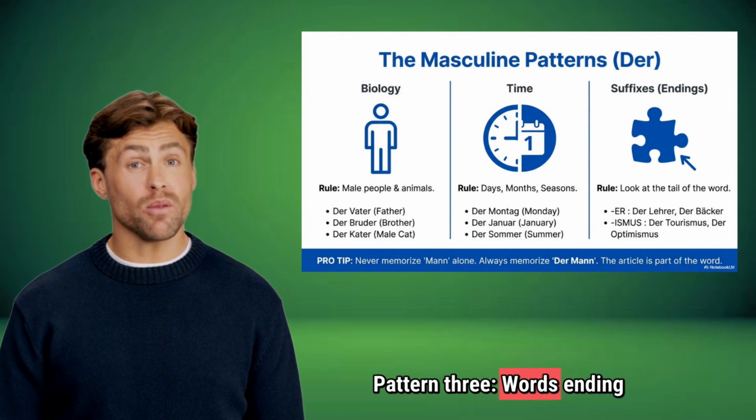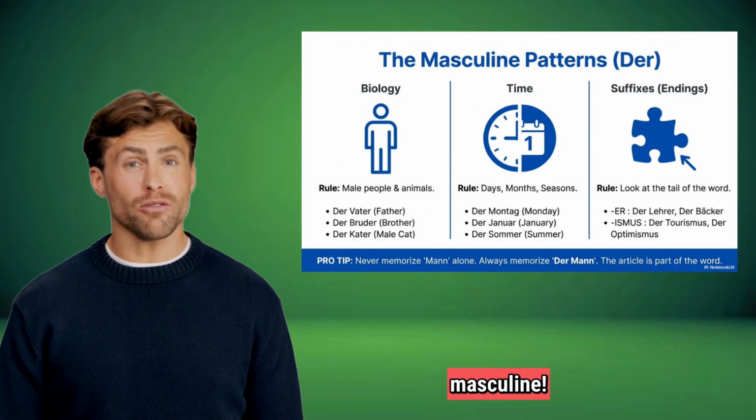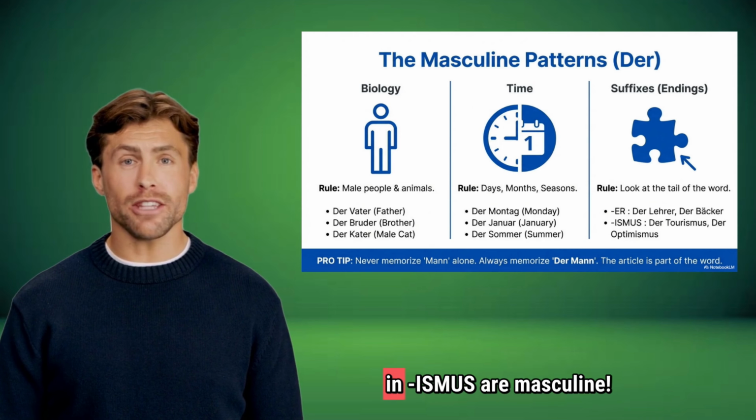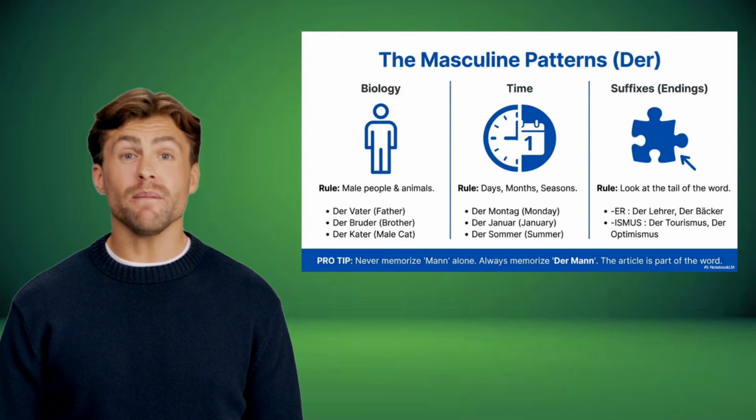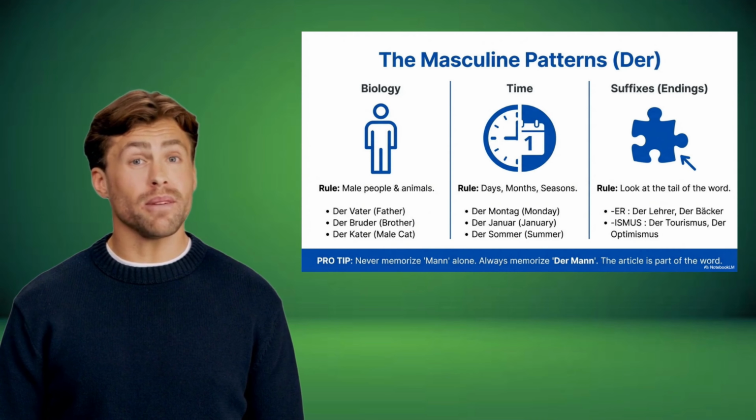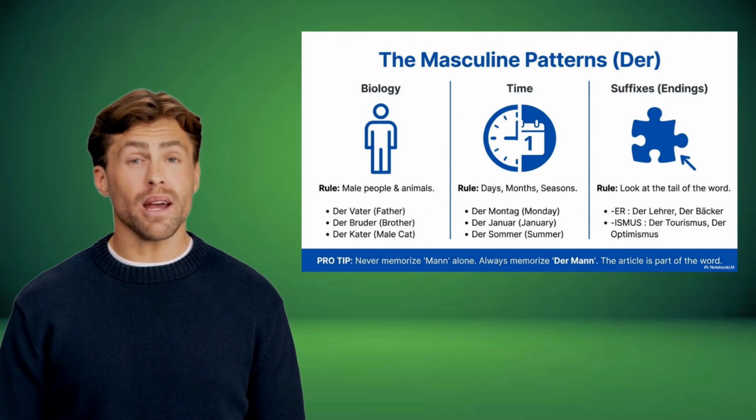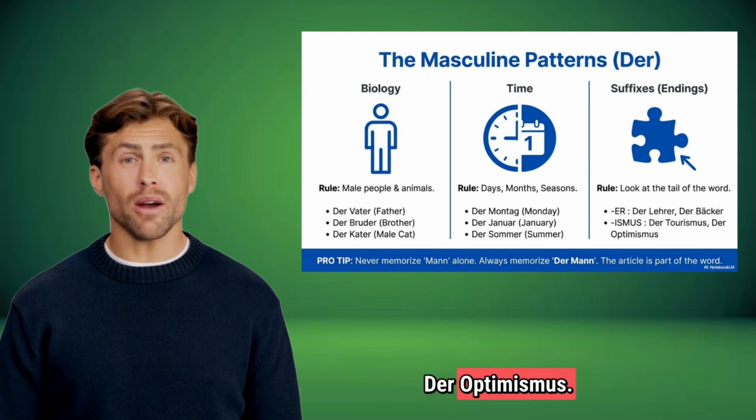Pattern 3. Words ending in er are often masculine. The teacher. Der Lehrer. The baker. Der Bäcker. Pattern 4. Words ending in ismus are masculine. Tourism. Der Tourismus. Optimism. Der Optimismus.